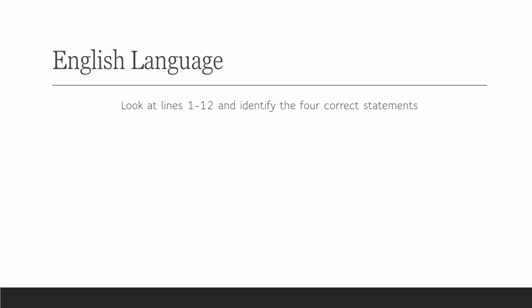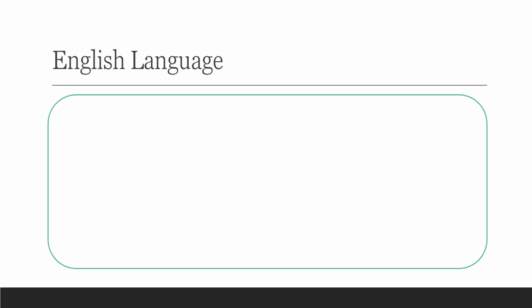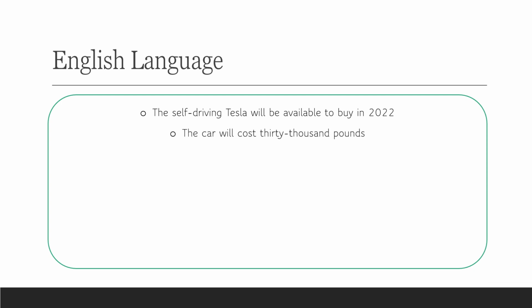Look at lines 1 to 12 and identify the 4 correct statements. So again, this is a very typical layout that you get for question 2. The first one says, the self-driving Tesla will be available to buy in 2022. Secondly, we have the car will cost £30,000.